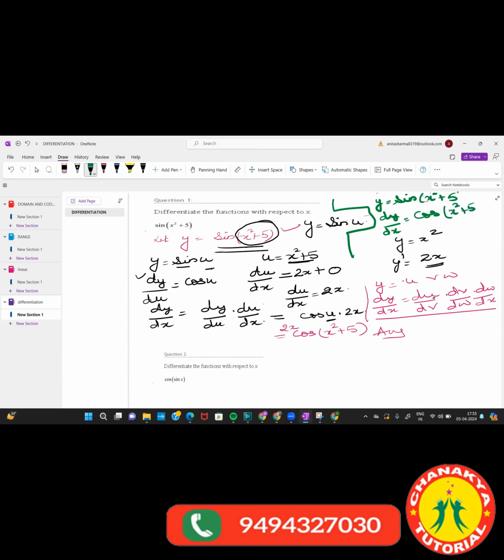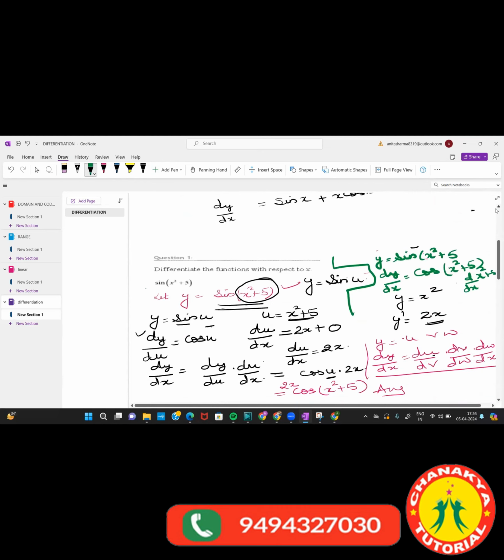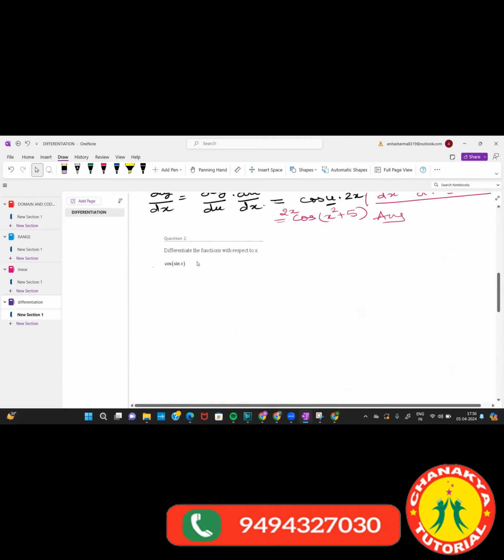Now here, your function is not x alone. It has 5 also. So you will find the differentiation of x square plus 5 also. So you will write your answer as cos of x square plus 5, times the differentiation of x square, which is 2x. We have got the answer now, beta. So there are 2 methods by which you can find the derivative. Now see the second question. In the second question also, I will tell you both the methods.